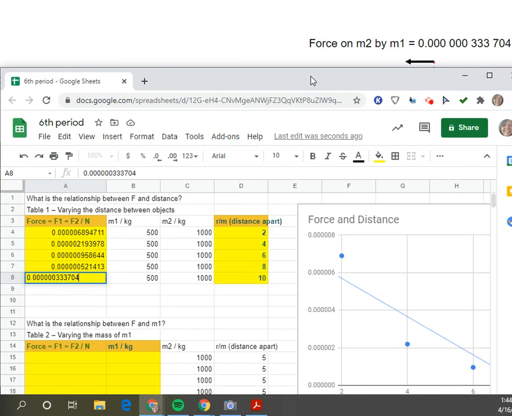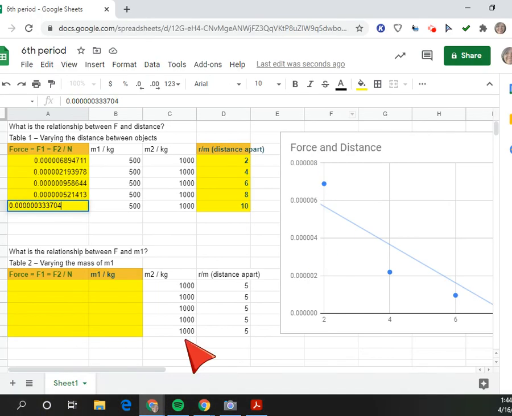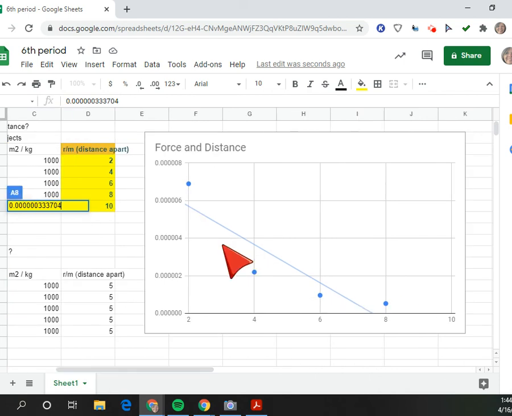Okay. And then let's go ahead and look at our graph here. So what is the relationship between force and distance? When you look at this graph, how could you describe that?